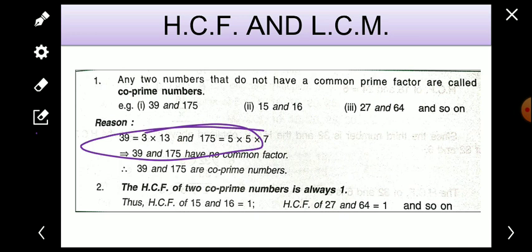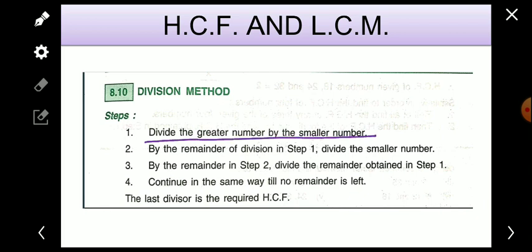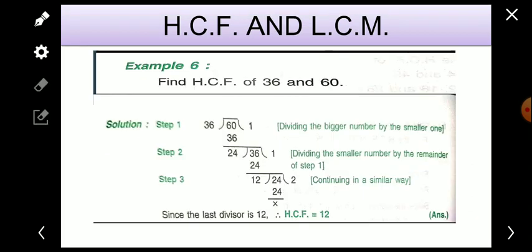Now the division method, you must be knowing this method. Even then let me explain it. The first thing you will do is divide the greater number by the smaller number. If two numbers are given, then we will divide the bigger number by the smaller number. Through an example we will understand. Suppose we have to find the HCF of 36 and 60, then we will divide 60 by 36. We divide the bigger number by the smaller, so 60 will be divided by 36.